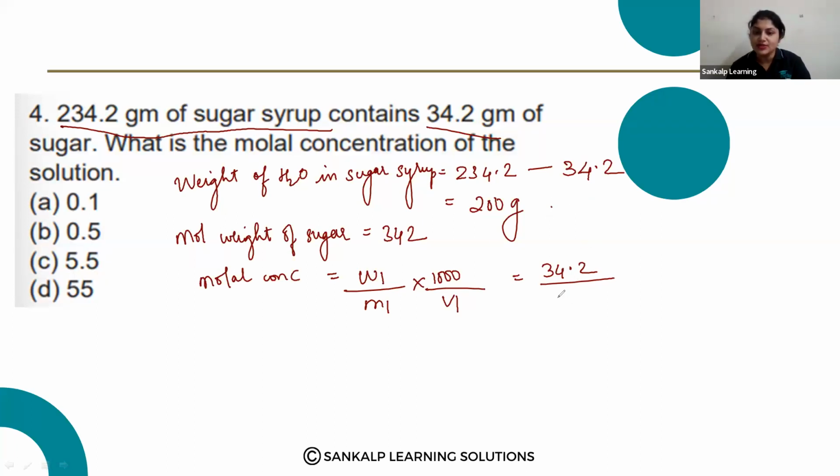Then what is its molecular weight? It is 342, and we don't know the volume, that is V1. So first divide 34.2 by 342, first do this and then multiply it by 1000. So what is the answer you're getting?